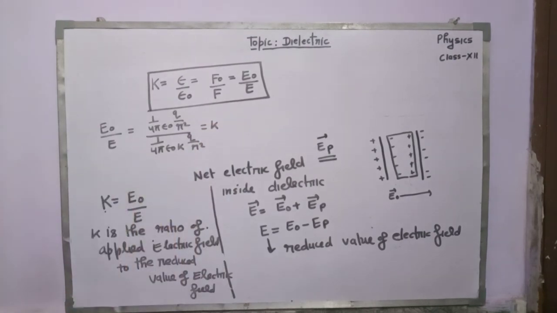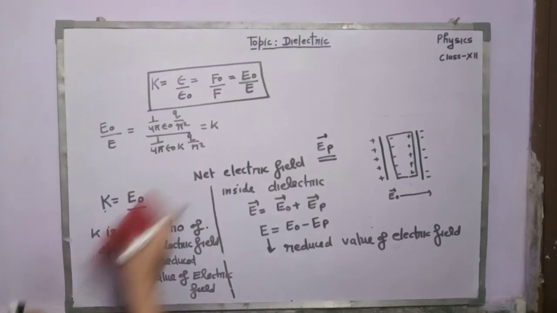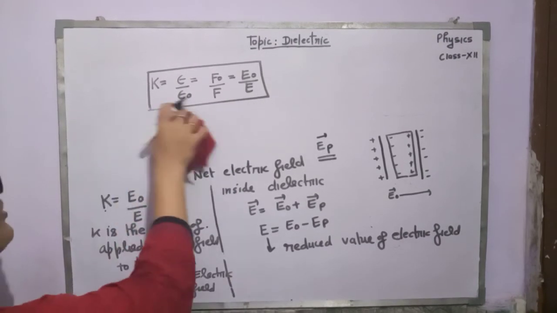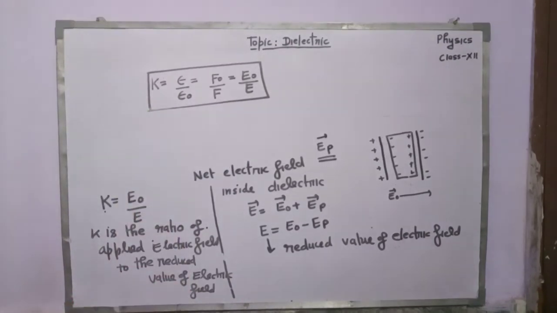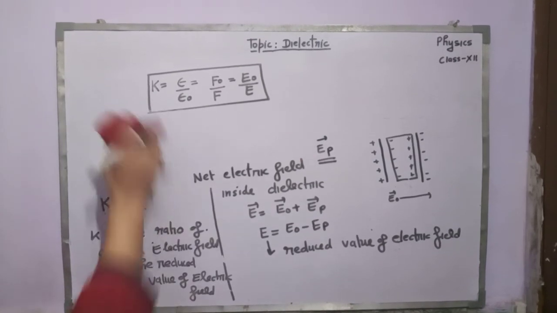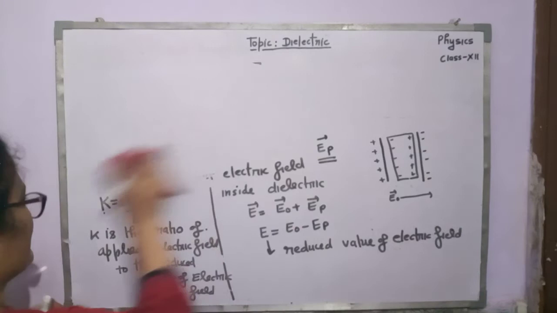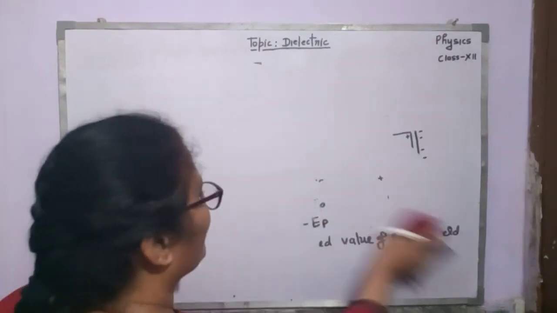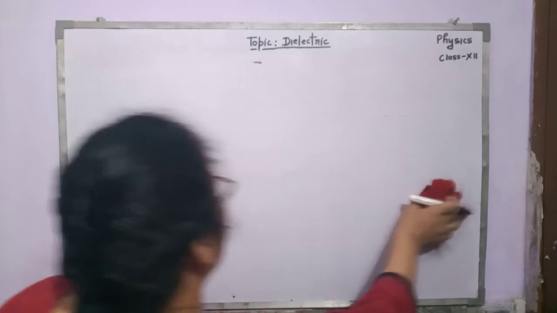Similar is the case of the force also. And epsilon upon epsilon naught is also equal to K. This topic is very important. Now we will calculate the capacitance of a capacitor with a dielectric slab between the plates, where the thickness is different from the distance between the plates.